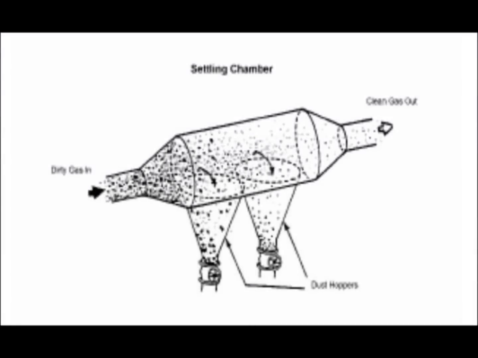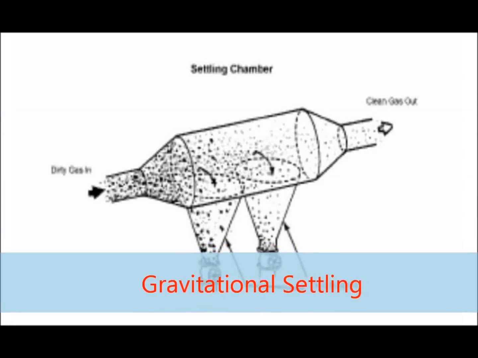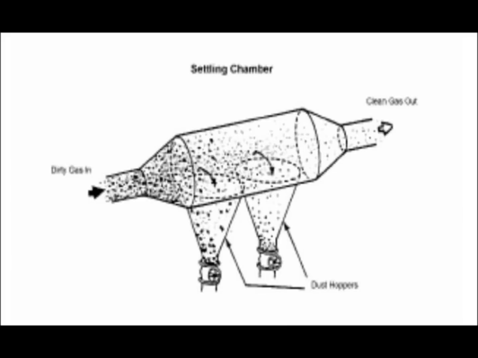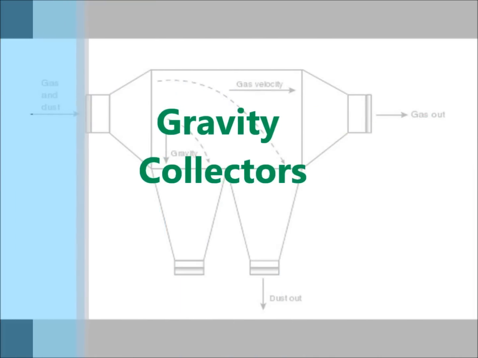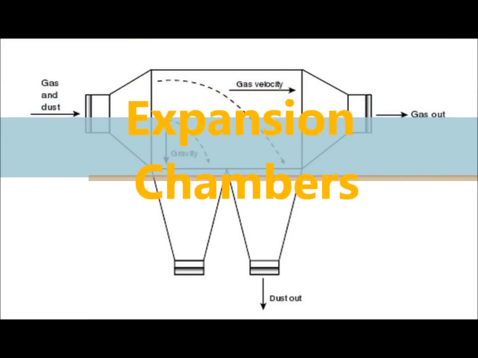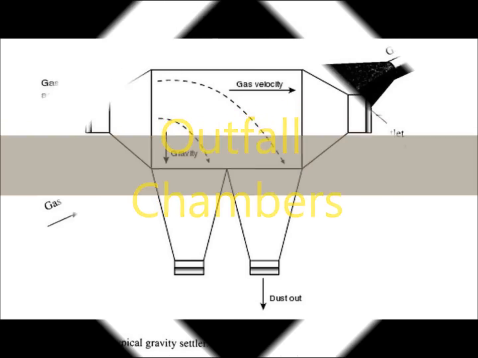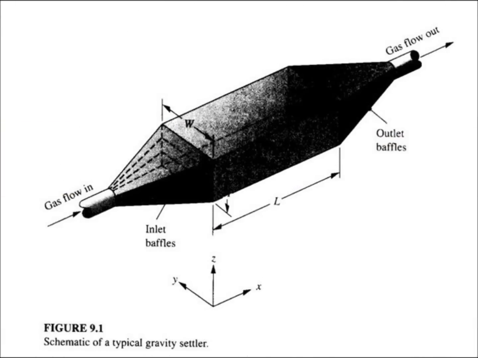From its name, gravity settlers rely on gravitational settling as a collection mechanism. It is also referred to as settling chambers, gravity collectors, expansion chambers, and outflow chambers. Settling chambers are generally built in the form of long, horizontal, rectangular chambers with an inlet at one end and an exit at the side or at the opposite end.